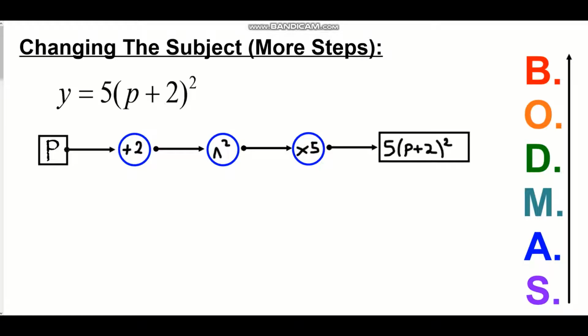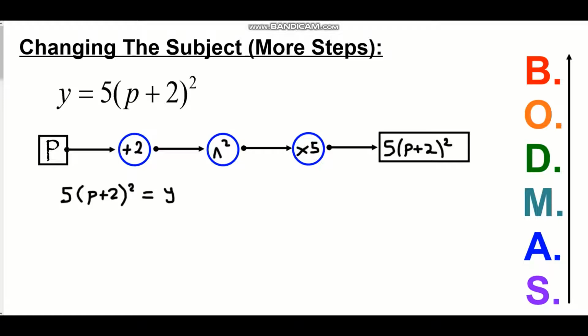Well, what we're going to do first is rewrite this equation, but with the p, the variable that we want to make the subject, on the left-hand side. So 5 bracket p plus 2 squared. Everything on that side of the equation comes over to the left-hand side, and everything on the left-hand side of the equation becomes the new right-hand side. So in that case, it's just y.